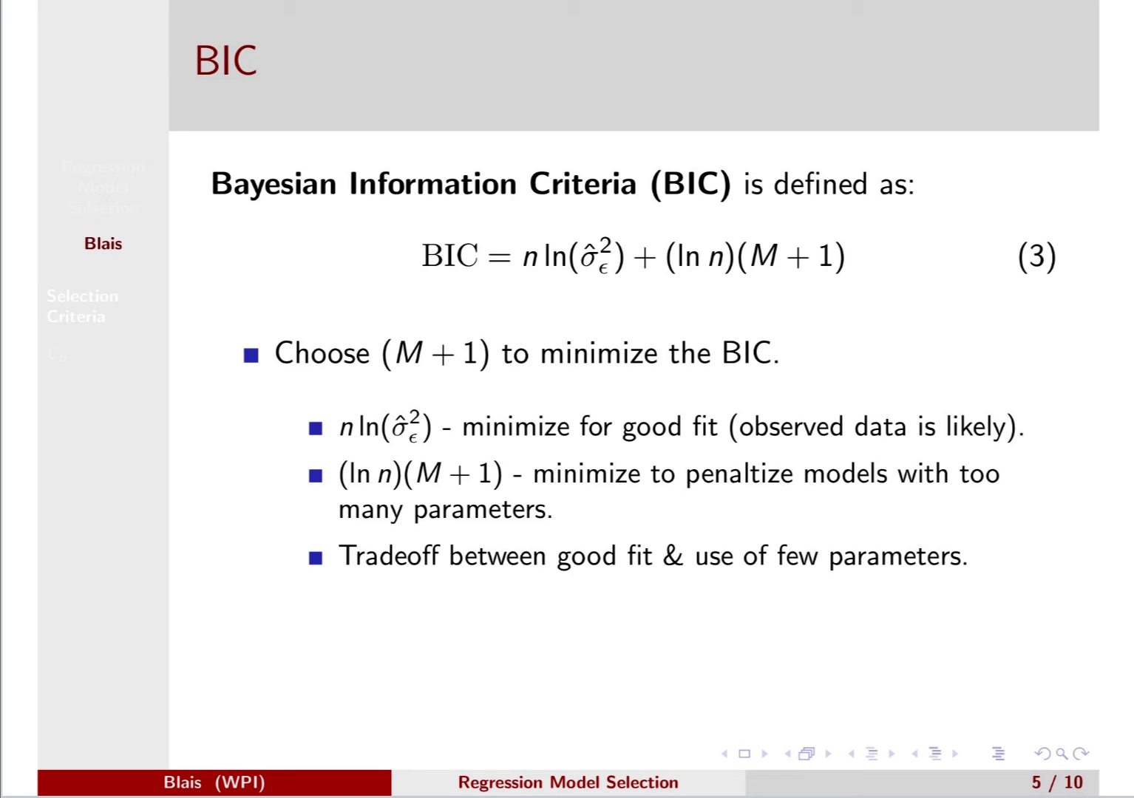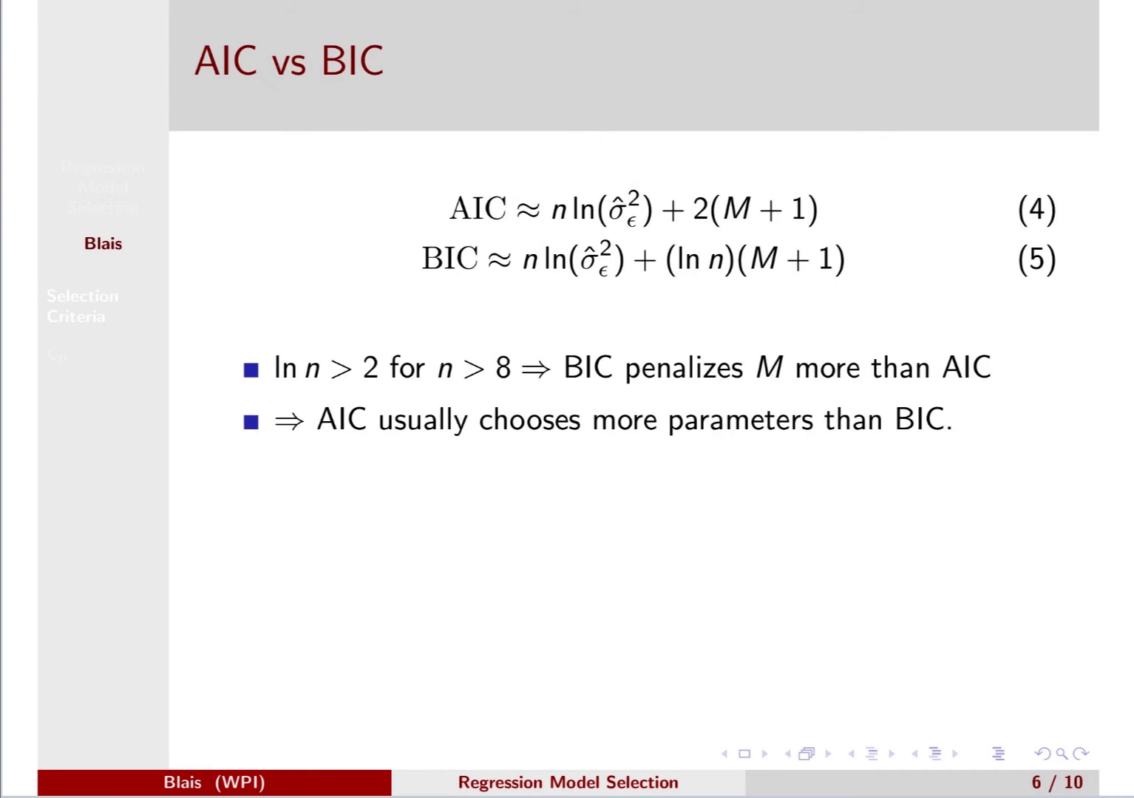The BIC, or the Bayesian information criteria, is very similar. The difference is, instead of a 2, we have a natural log n. So the principle is the same. This is a goodness of fit term, which we are trying to minimize. And this is a penalty on the number of parameters, which we're also trying to minimize. And minimizing both causes a trade-off between goodness of fit and use of few parameters.